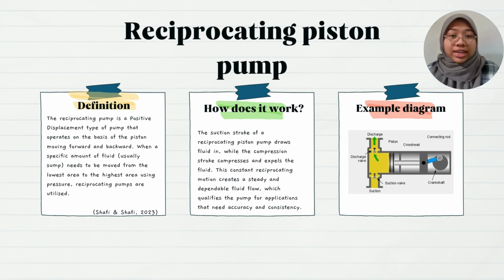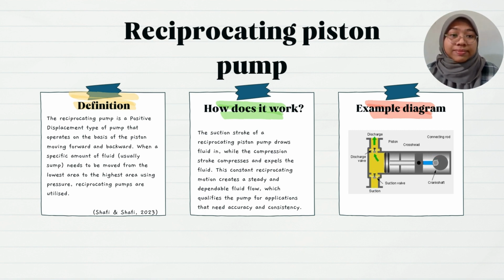Reciprocating pumps are utilized. Next, how does it work? As you can see in the example diagram, the suction stroke of a reciprocating piston pump draws fluid in, while the compression stroke compresses and expels the fluids. This constant reciprocating motion creates a steady and dependable fluid flow, which qualifies the pump for applications that need accuracy and consistency.